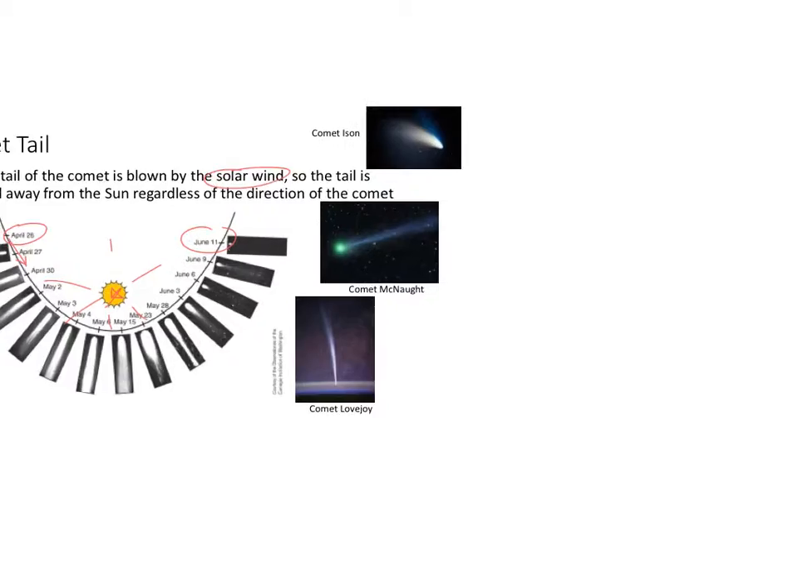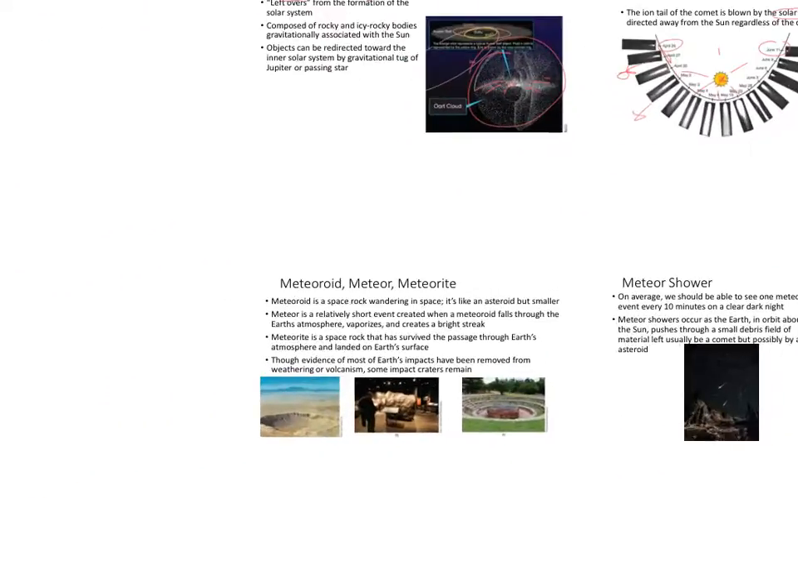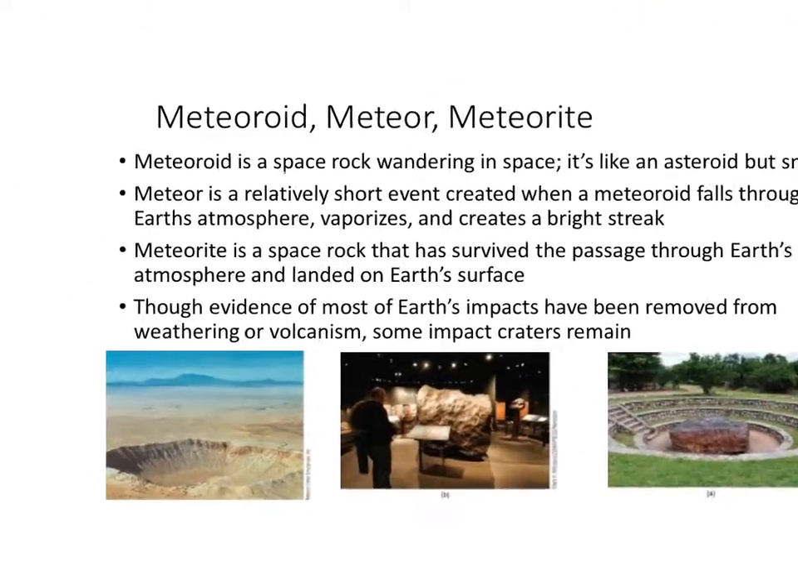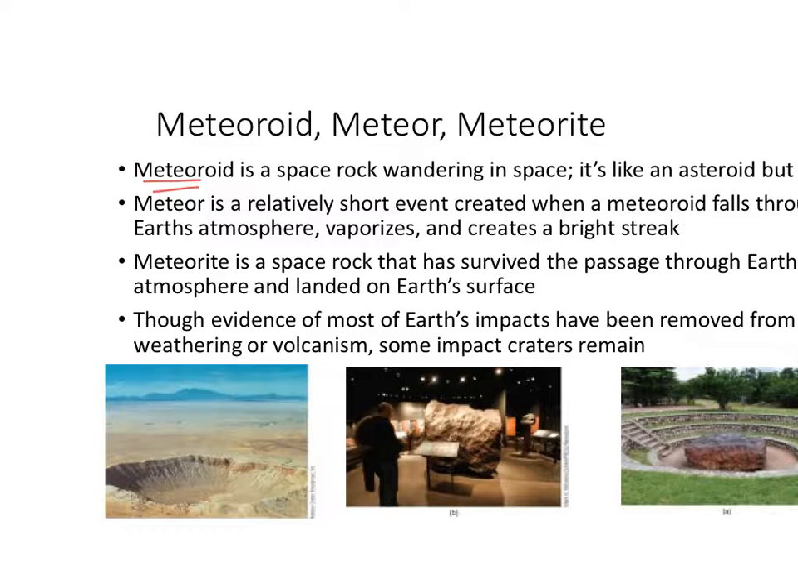Meteoroid versus meteor versus meteorite. Okay, so a meteoroid is the space rock that is in outer space. A meteor is the streak, okay? And a meteorite is something that you pick up off the Earth's surface, a space rock that didn't all get burnt up falling through the Earth's atmosphere.